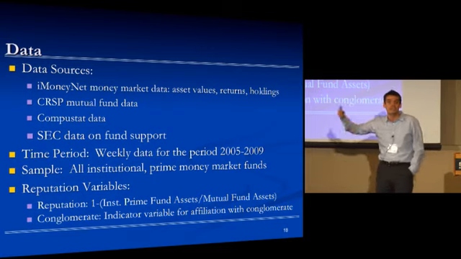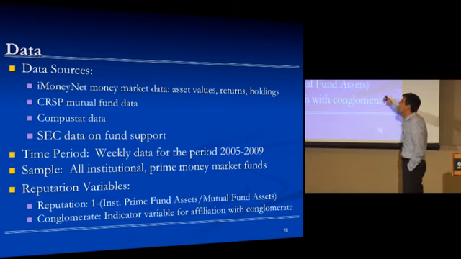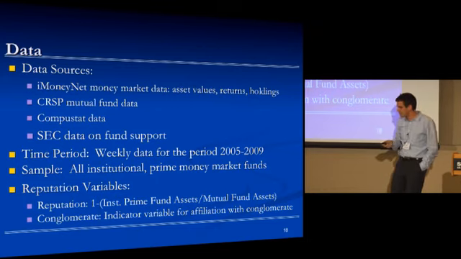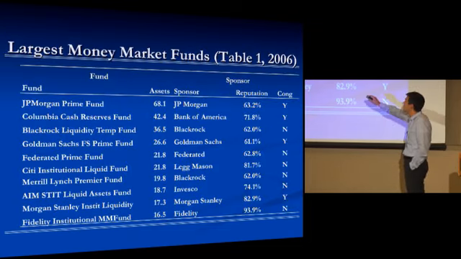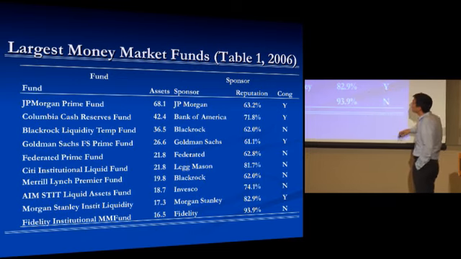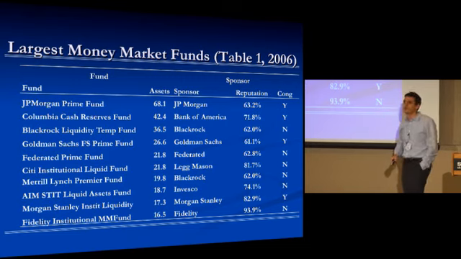Okay, so they're going to have other business segments, maybe commercial banking, maybe investment banking. And we're just going to capture that with an indicator variable for whether a mutual fund organization is affiliated with a conglomerate. Okay, so just to give you a sense, what are the big funds in our data set? What you see is JP Morgan, Columbia Cash Reserve, BlackRock. The reason why I put that up is, well, first of all, you see there's quite some variation in reputation, and there's also variation of whether they are affiliated with a large financial conglomerate or not.